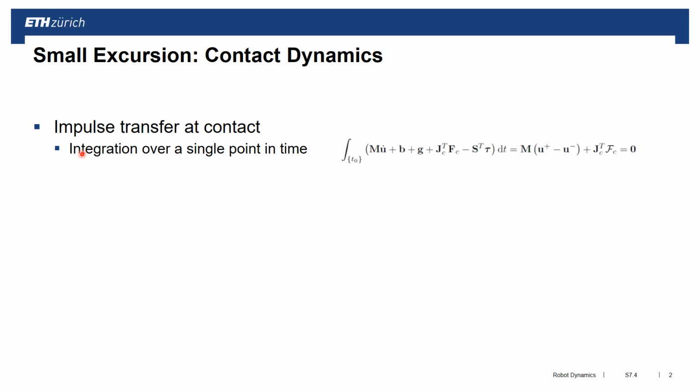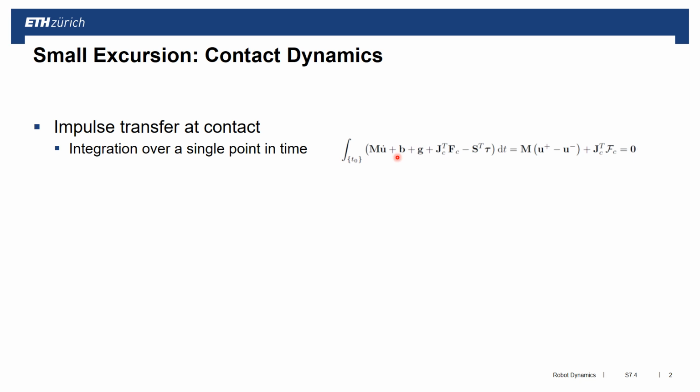In order to do that, we integrate the dynamics equations of motion over one instant, so this t0. So we write this M u dot plus b plus g plus contact forces. We put the right hand side of the dynamics equations of motion here with a minus sign. We integrate over the dt.